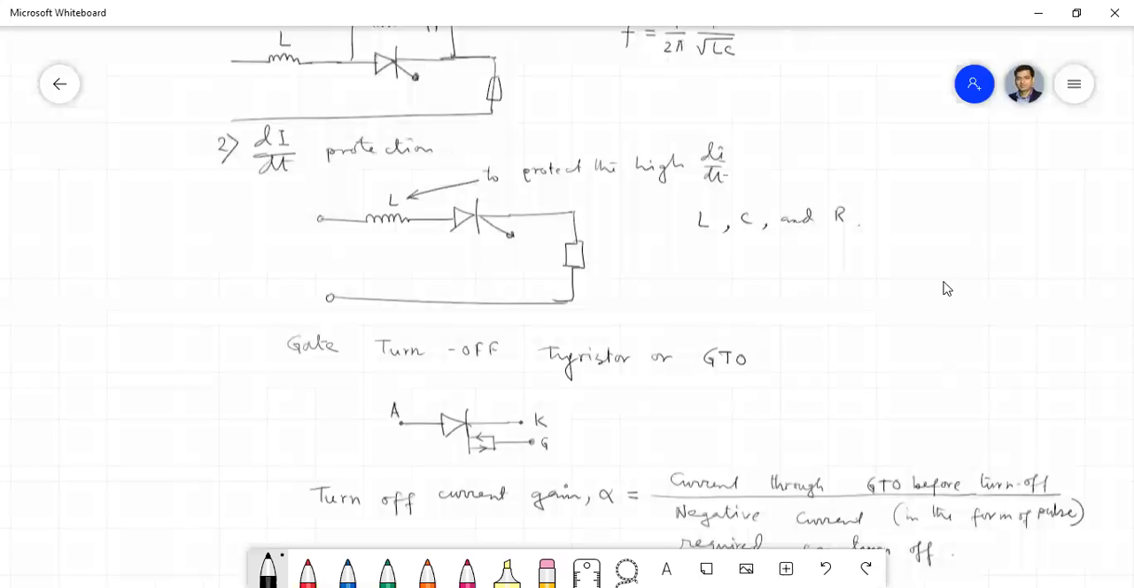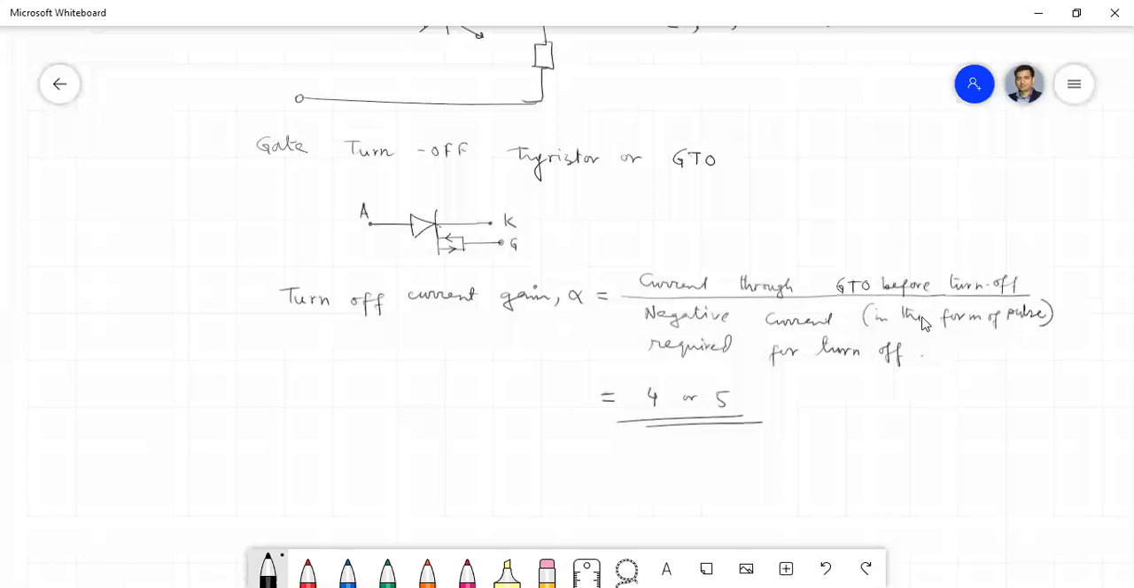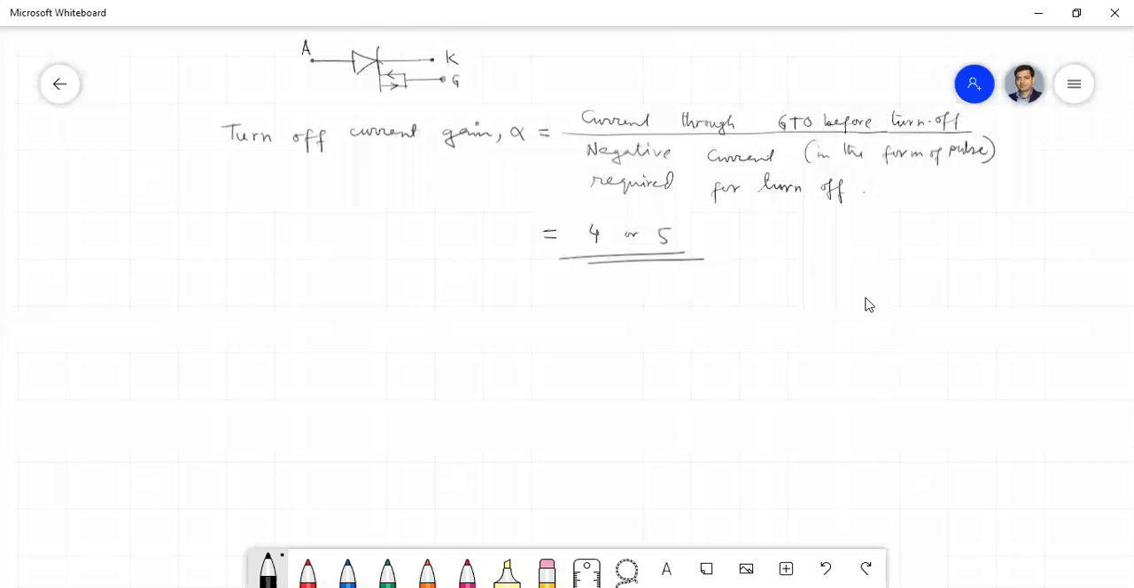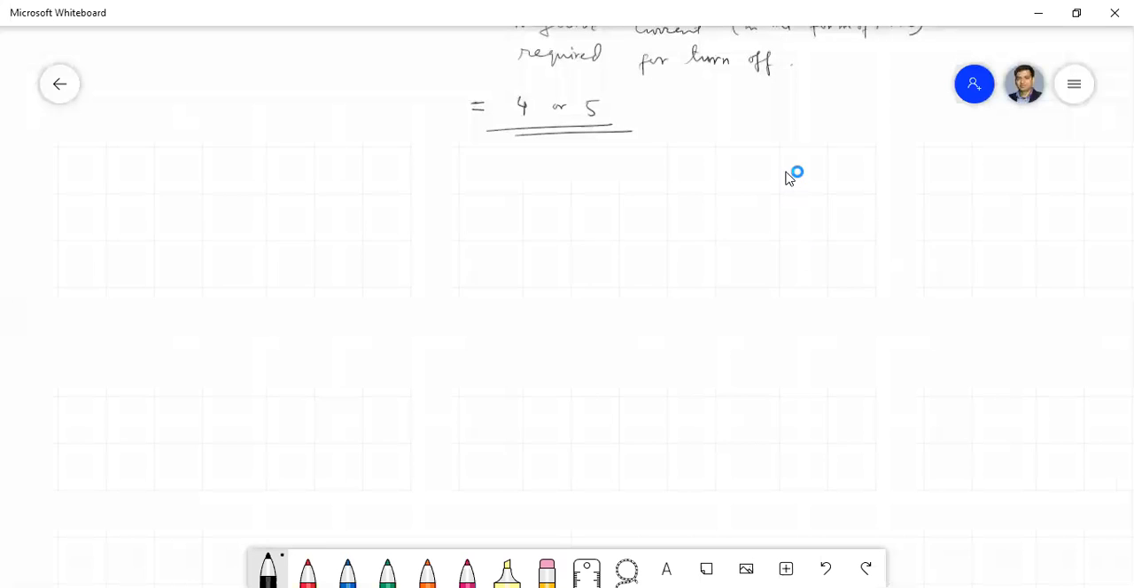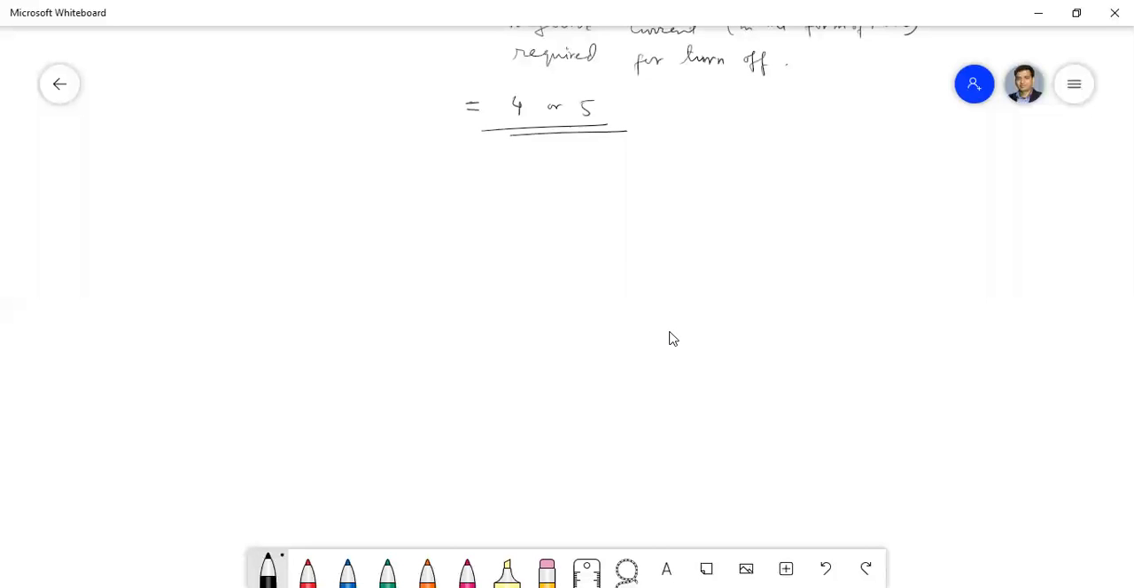But the problem is due to the reverse recovery, the switching frequency of thyristor is very low. And in recent times when we need very high speed device, in that sense the thyristor is becoming obsolete.